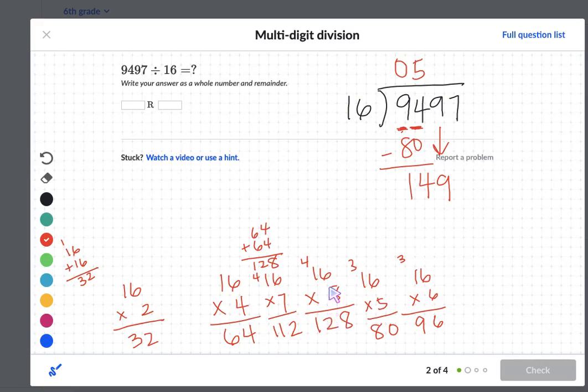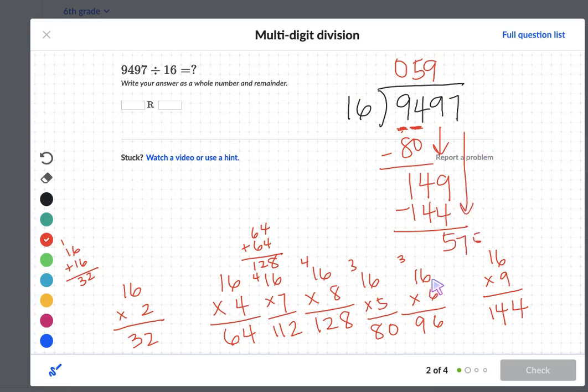Let's see. It's got to be bigger than 8, so let's try 9. 16 times 9, so 5 plus 9 is 144. Perfect. So we're going to put 9 there, minus 144. 9 minus 4 is 5. Then we move down this 7. So we have 57 now. 57. What could work with 57? Looks like maybe 16 times 3. That's 48. That's good. Okay.